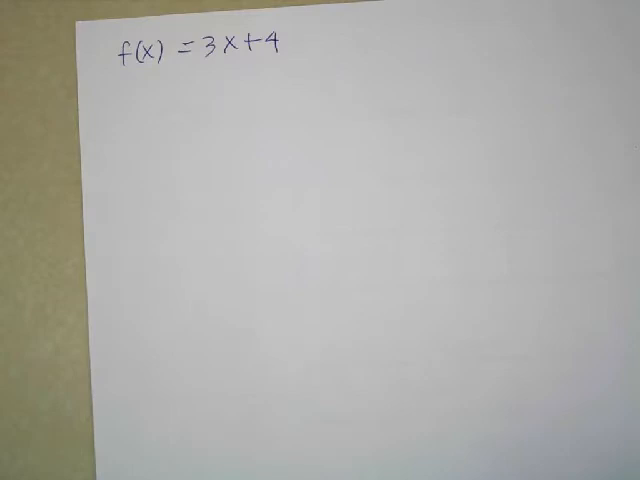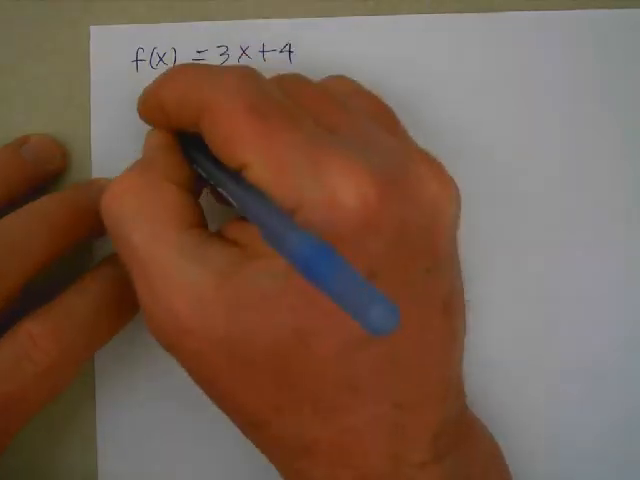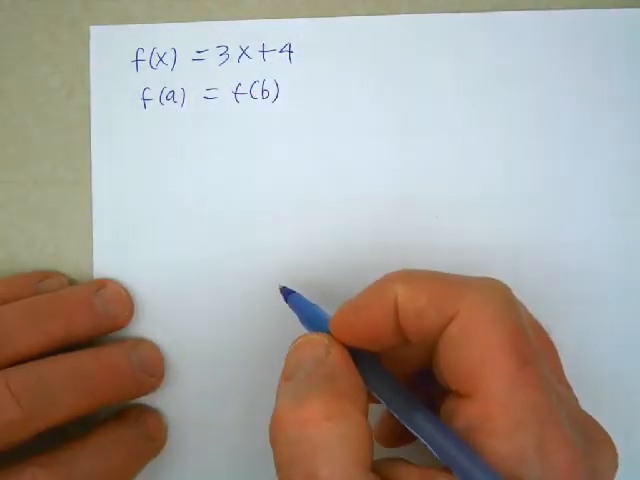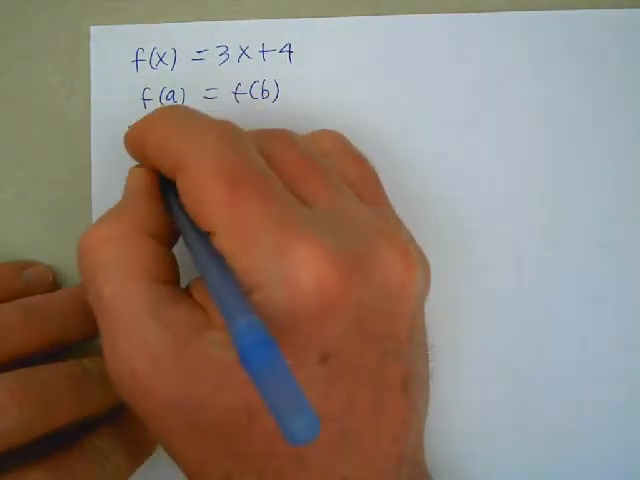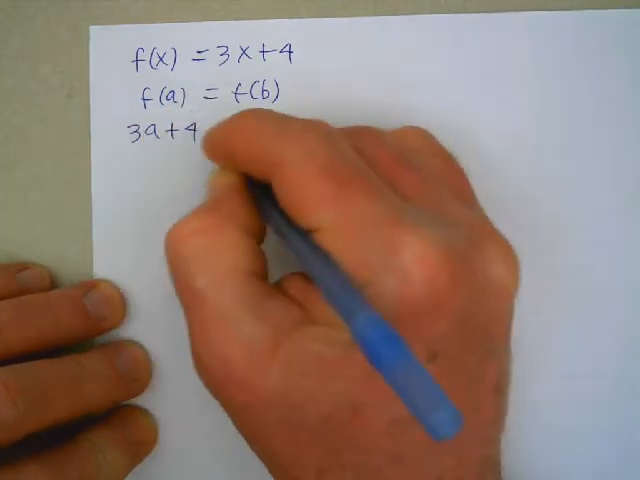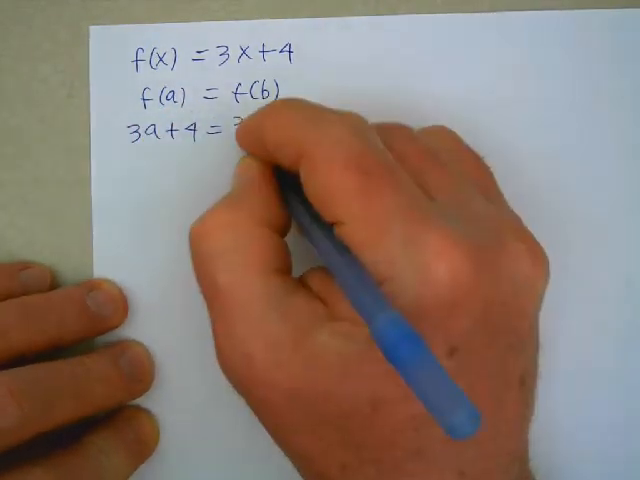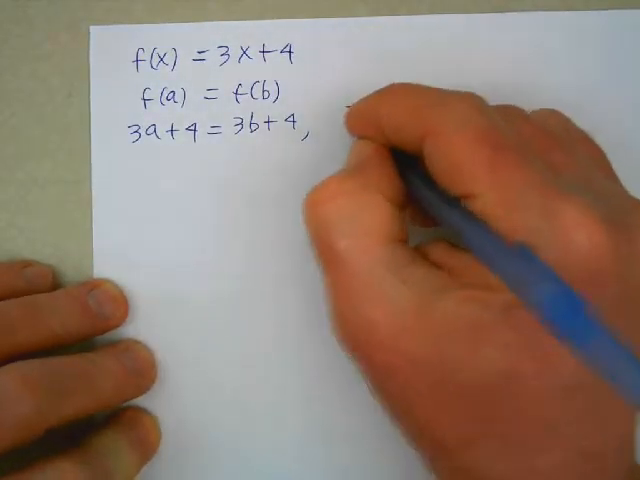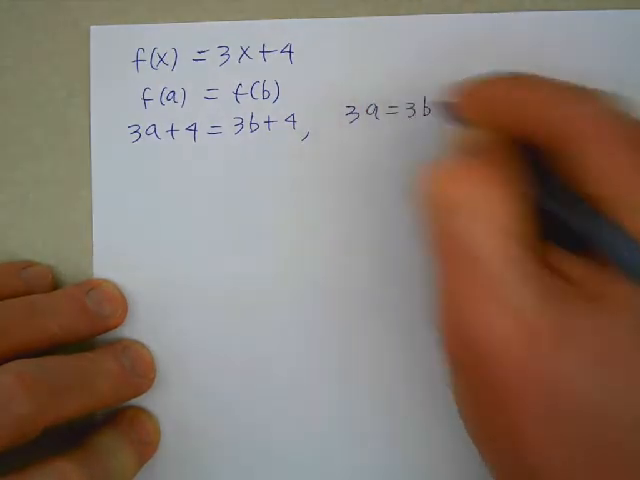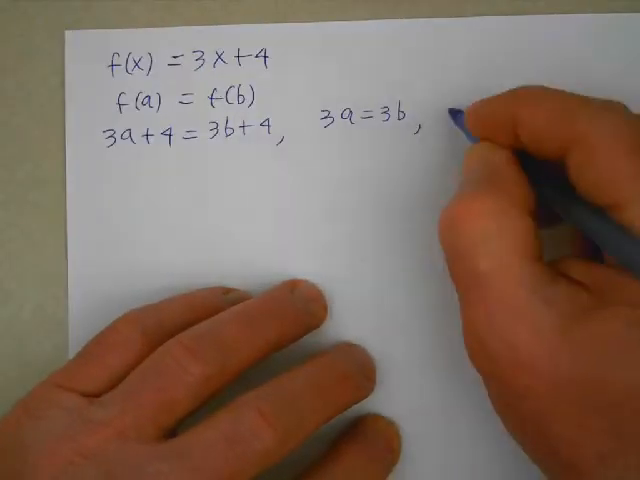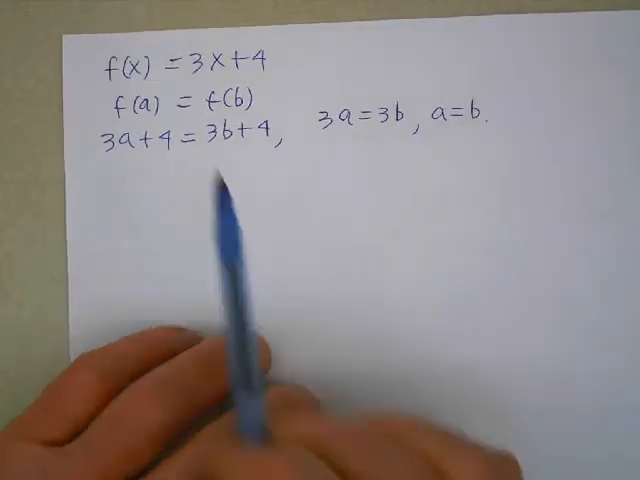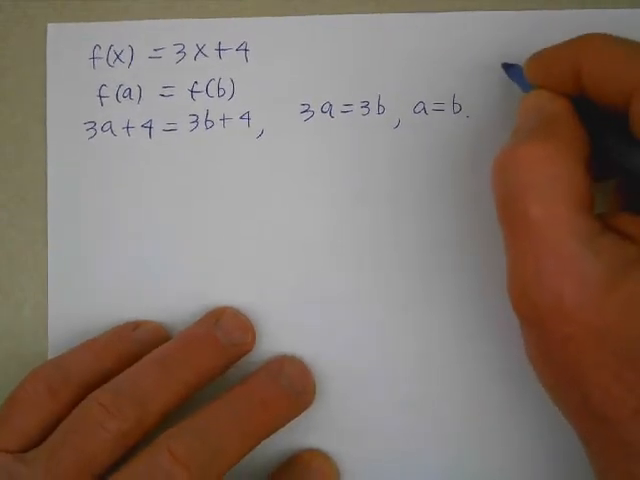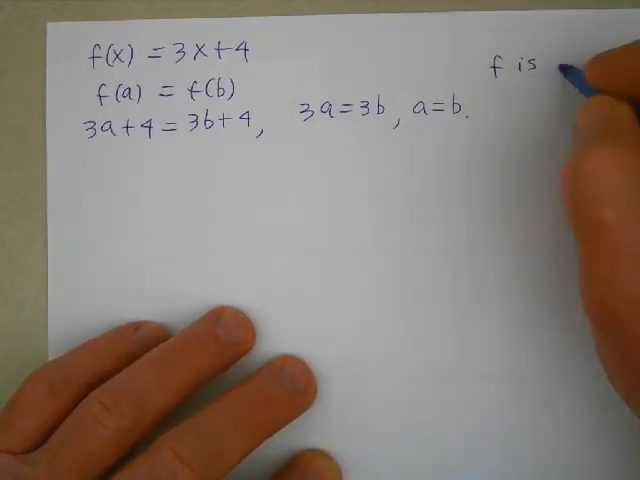I'll show you analytically. We begin by writing f of a equals f of b. Since f of x equals 3 times x plus 4, f of a is 3 times a plus 4. That's equal to f of b, which is 3 times b plus 4. If we subtract 4 from both sides, we get 3a equals 3b. Then divide both sides by 3, we get a equals b. So we show that f of a equals f of b implies a equals b, which means that f is a one-to-one function.